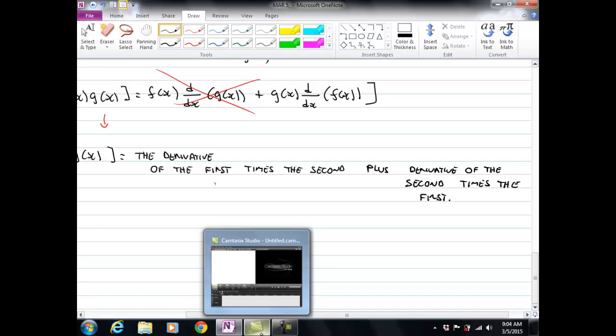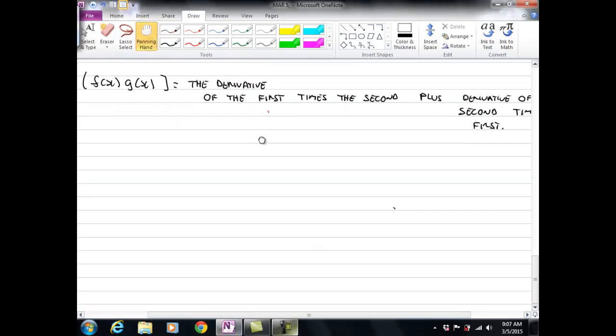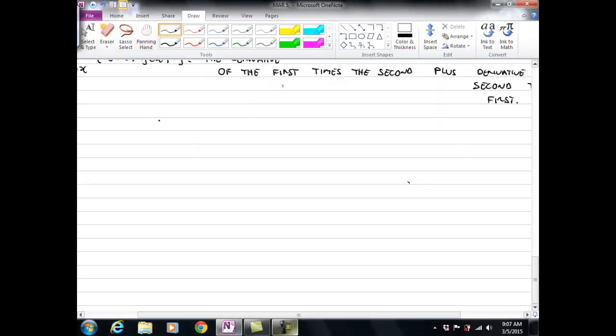I created this when I was in university. The question is, how do I use this? So I'm going to give you a slightly easier question. F of x equals 3x squared plus 2x minus 1 times 4x plus 6.